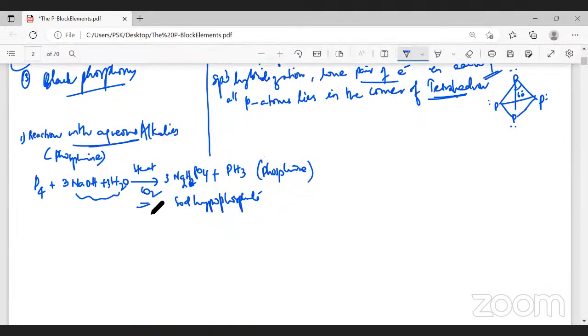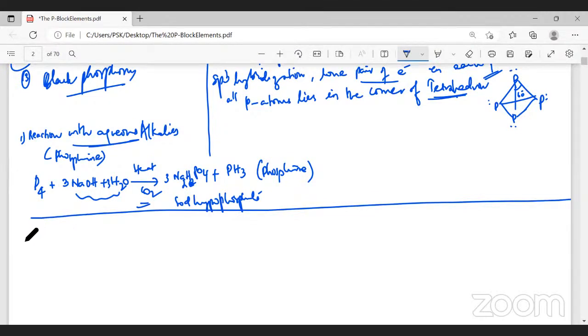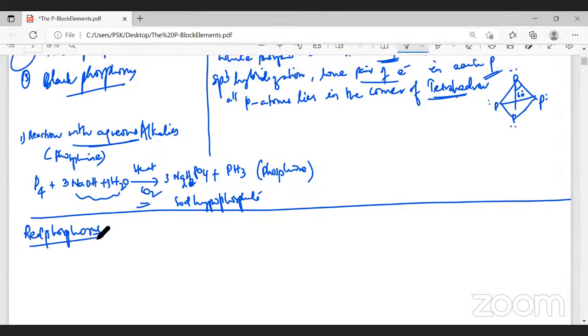Now, coming to the red phosphorus. Is there any clarification here? Is there No, any sir. clarification? No, sir. No. Okay.